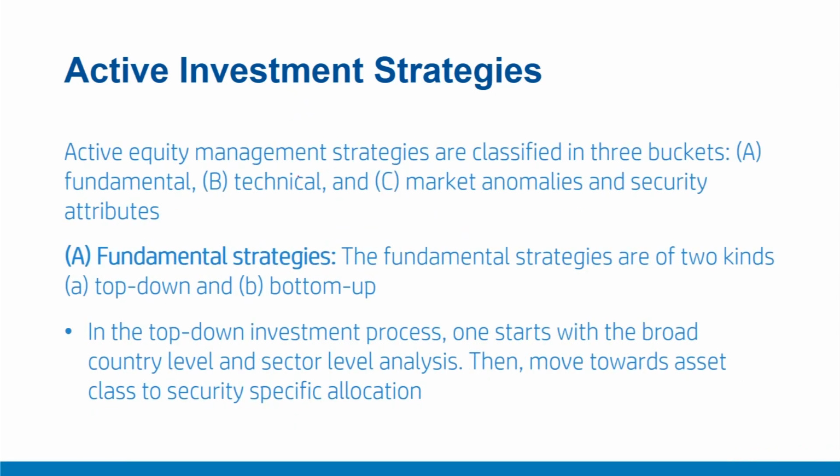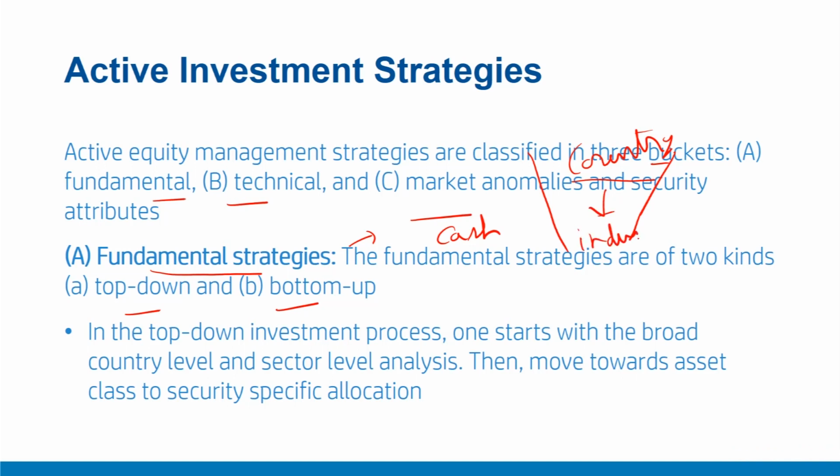Active equity and fund management strategies are often classified in 3 buckets. One is fundamental, second technical, and third market anomalies and security attributes. As a part of fundamental strategies, one tries to do some kind of fundamental analysis, like cash flow discounting analysis of securities, and these approaches are of 2 kinds, top down and bottom up. In the top down approach, you start with a very broad country level scenario where you examine the entire broad macroeconomic perspective of the market. Next, you move towards the industry sector level where you try to identify industries or sectors that you view favorably, that are expected to do well, and then you tend to select securities in that particular industry that again you view favorably or you expect to do well.